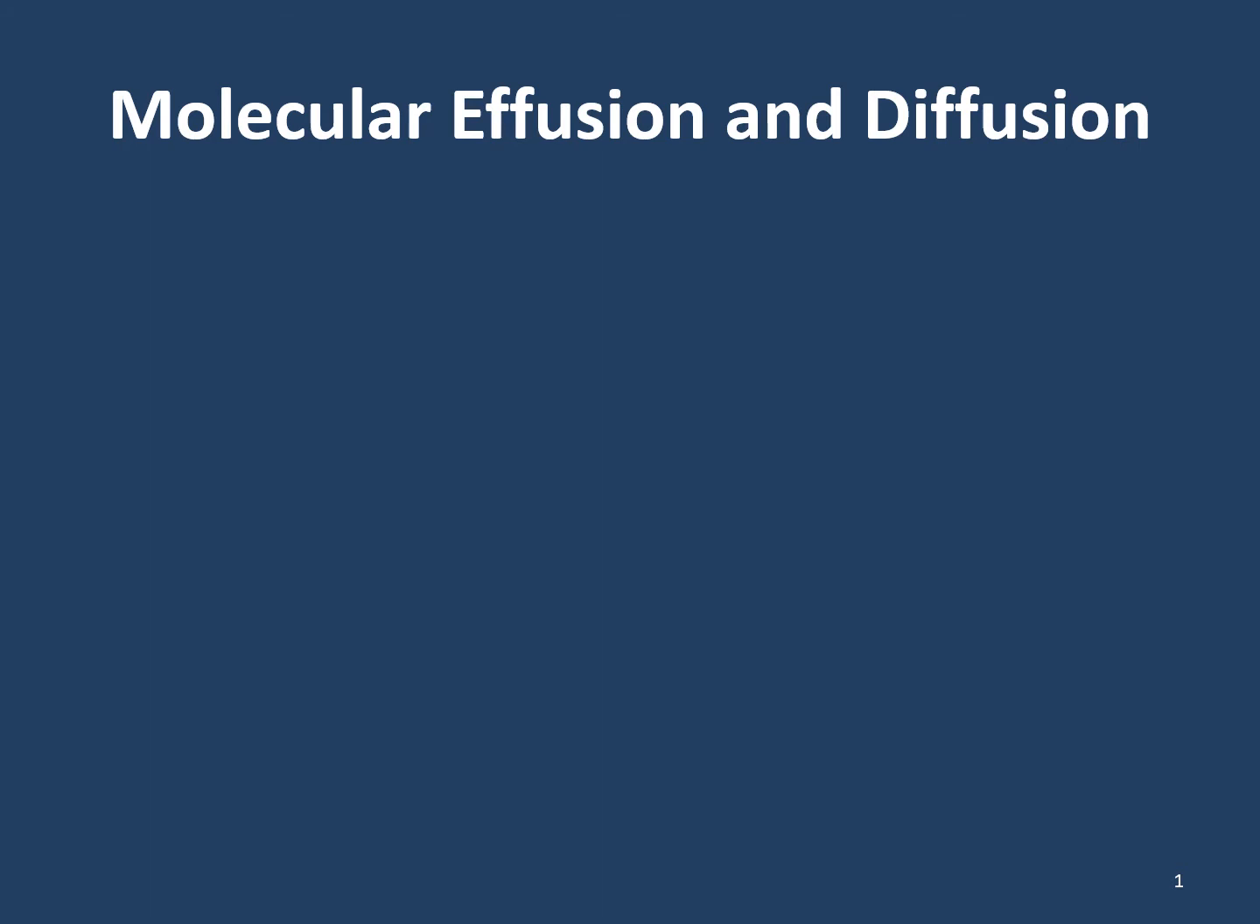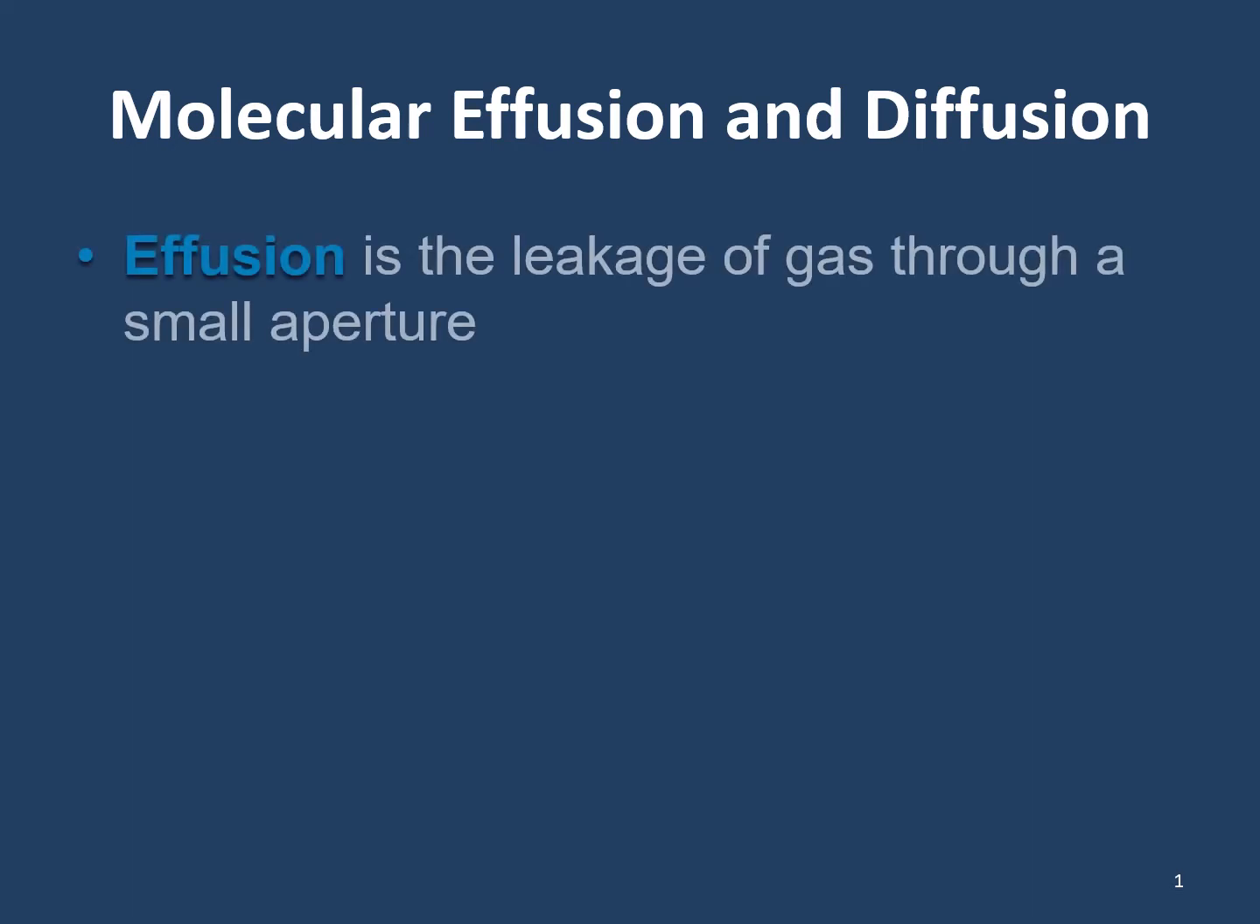Hello, Chem 1A. This is Chapter 7, Lecture Video 8, and we're going to be talking about molecular effusion and diffusion. These might be two new vocab words for you, so let's define them. Effusion is defined as the leakage of a gas through a small aperture. Now, this is just a fancy way of saying small hole in a container.